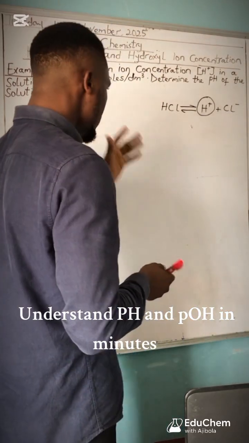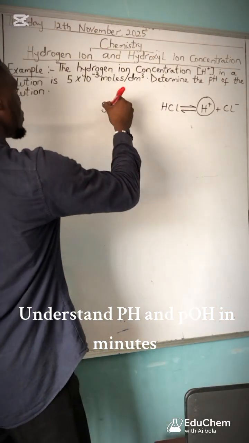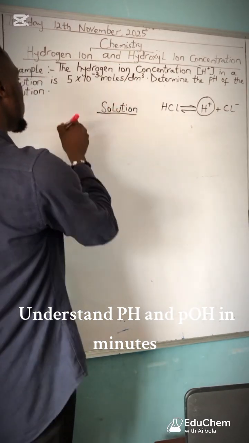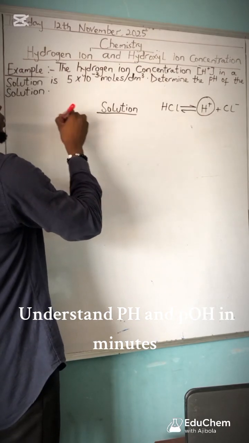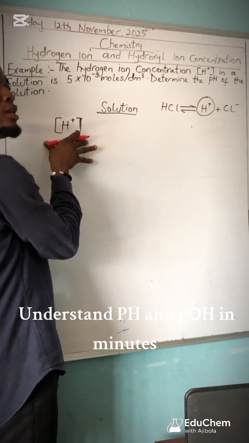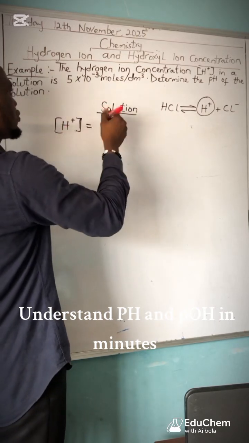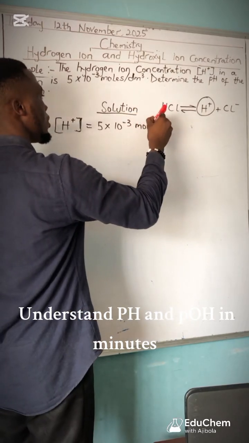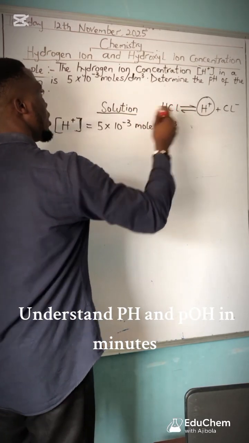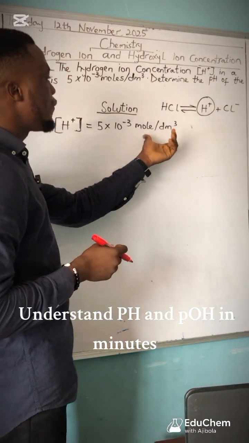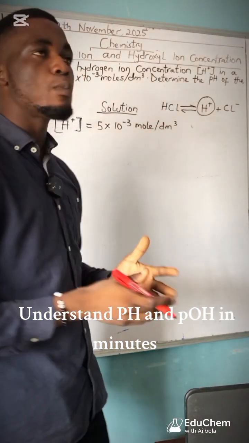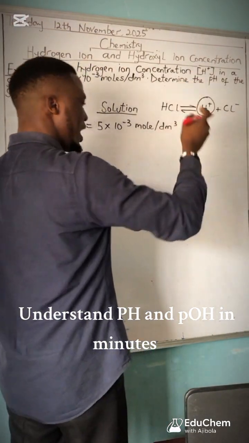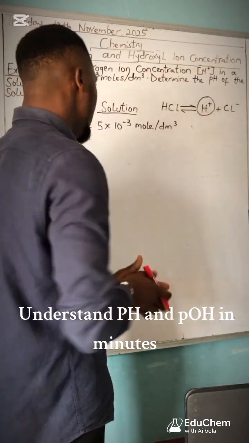So let's move on. The first thing we need to do, okay, solution. The hydrogen ion concentration in this scenario, which is [H+], where this bracket means concentration, is 5 times 10 raised to power minus 3 moles per dm cube. Just like I said, we can refer to this as molar, 5 times 10 raised to power minus 3 molar. We can also rewrite this as mol dm^-3. So now let's move on.